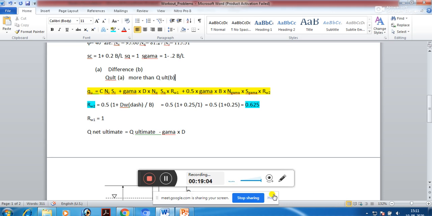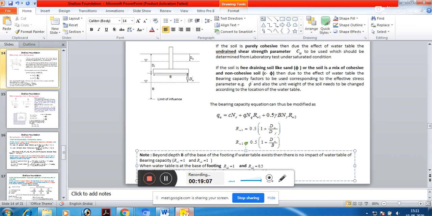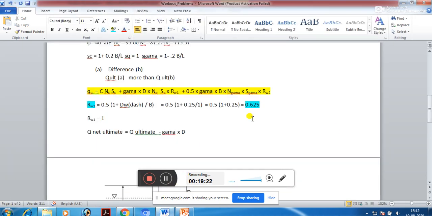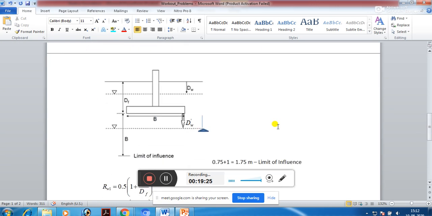That's what I was explaining again and again. See, RW1 will become 1, because you see, the RW1 factor is valid up to this depth DF, and the water table hasn't reached this depth DF. The water table is much below this depth DF. If the water table reaches somewhere here, then only the water table will make an effect.